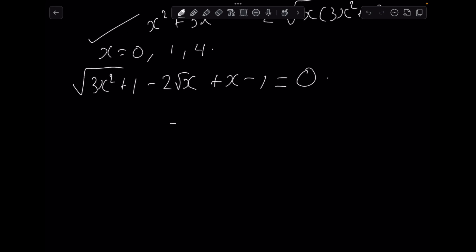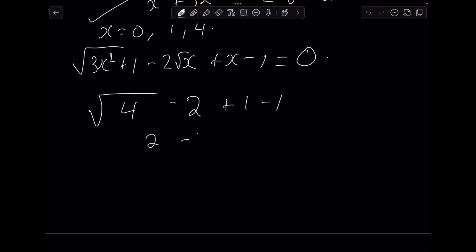Now let's sub in x equals 1. So we have 3 times 1, which is 3. 3 plus 1 is 4. So root of 4 minus 2 times root of 1 is just minus 2, plus 1 minus 1. So it's 2 minus 2 plus 1 minus 1, right, which is 0. So x equals 1 is also working.